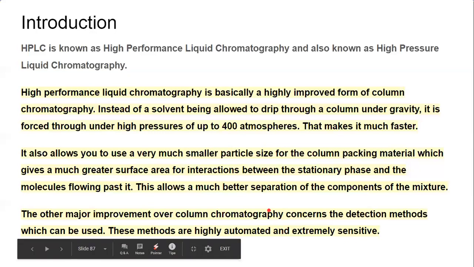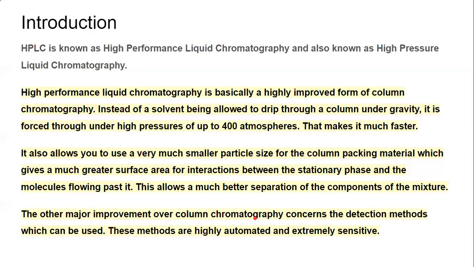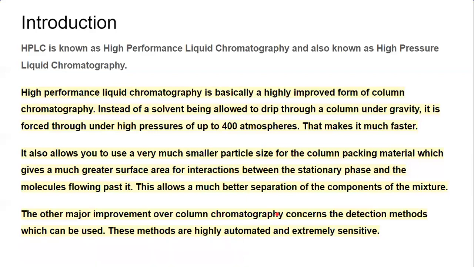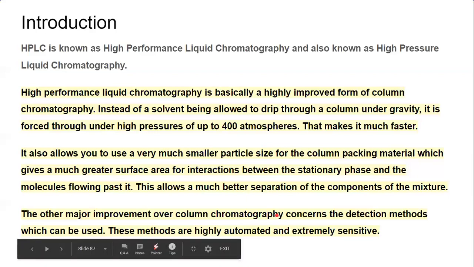The major improvement over column chromatography concerns the detection method which can be used. In column chromatography, we can just collect the samples in a sample solution, or you can say eluate. But here the column is attached to a detector, so we can easily identify or interpret the structure of the molecule also.